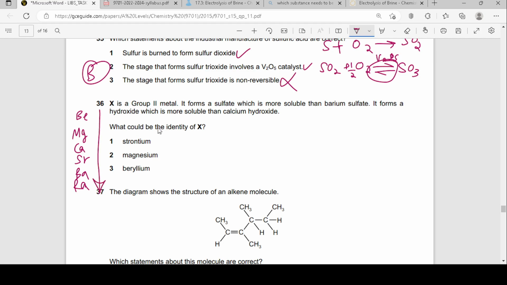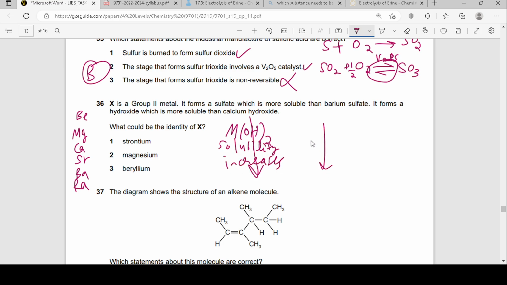It forms a hydroxide, which is more soluble than calcium hydroxide. Down group 2, basically, and that's more of an A2 concept, but the solubility of the hydroxides, I'll just write it here. M(OH)2, a group 2 hydroxide, where I denote the cation as M2+. The solubility increases down group 2. But if you have a sulfate, then the solubility decreases down group 2.